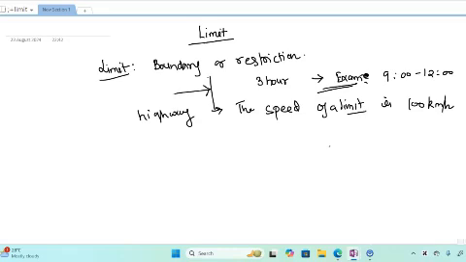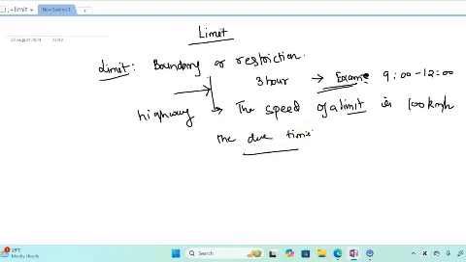Similarly, a time limit applies to how long you can work on a task, right? You may be given a project in your school and the due time could be any date. So that is the limit that your teacher gave you to do the assignment.